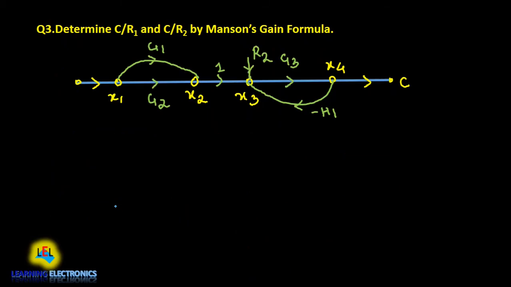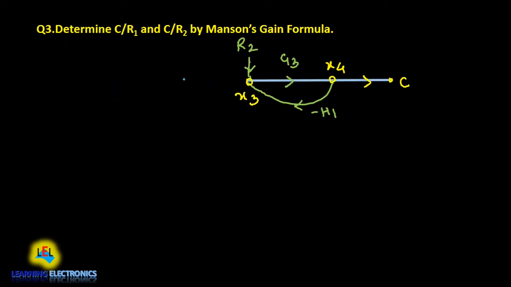Now we find out the transfer function with respect to the R2 signal, that is C by R2. Here R2 will be acting, so assuming R1 is equal to 0. We have omitted R1 in this SFG, so there is no need for this part of the SFG. This will be omitted and the SFG will look like this. This R2 can be shifted horizontally like this.